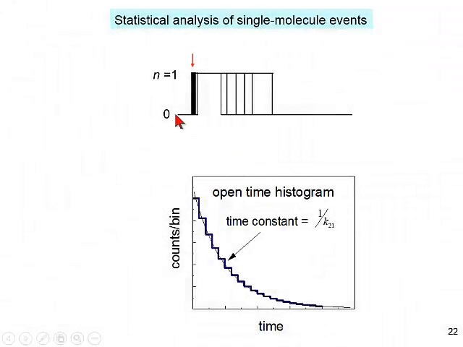Okay, so we can analyze this in more detail. We can make a histogram of many, many open channels after synchronizing on them and ask how long they remain open with time. So this is a histogram of open channel duration, counts per bin versus time. Like any good unimolecular event, this has a single exponential time course. And we can get fancy and give it a time constant. And in fact, we're going to get even fancier and call the time constant the inverse of something else. And I'll show you this in a minute.